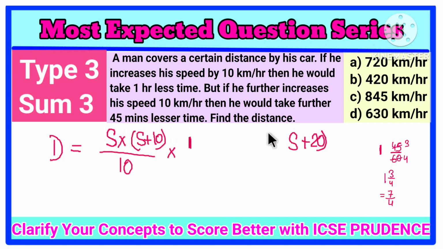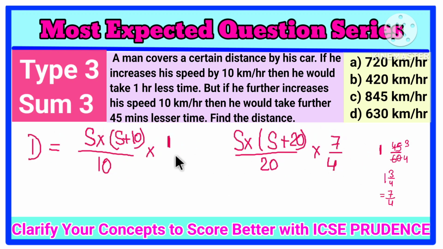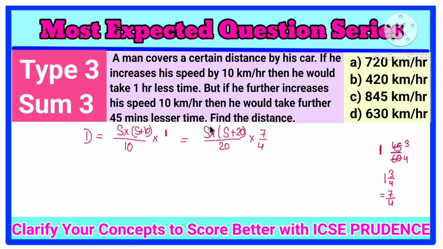So here also you need to write the same formula, that is the original speed s multiplied by the new speed divided by the speed difference, that is this one minus this one. You are getting 20 multiplied by the time difference that you have calculated as 7 by 4. And as the distance is the same in both cases, you need to equate them. Now let us solve this. This s and this s will get cancelled. 10 2s are 20. Let us cross multiply. Here we have 4 2s are 8.